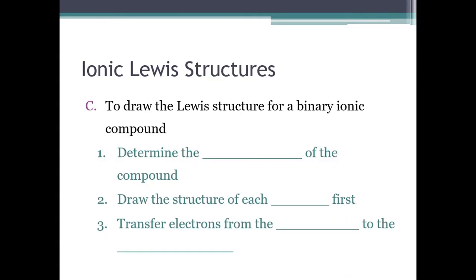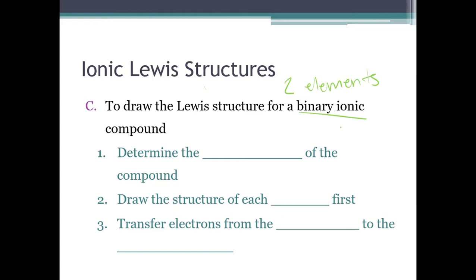So this is what it says in your notes. We're going to alter this just a little bit, simplify it a little bit, but the first step is going to be the same. To draw the Lewis structure for a binary ionic compound. Remember, a binary ionic compound means it's made of 2 elements. So this is not going to include any of your polyatomic ions. This is just a metal ion and a nonmetal ion.